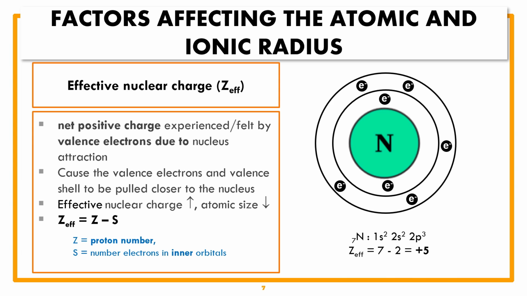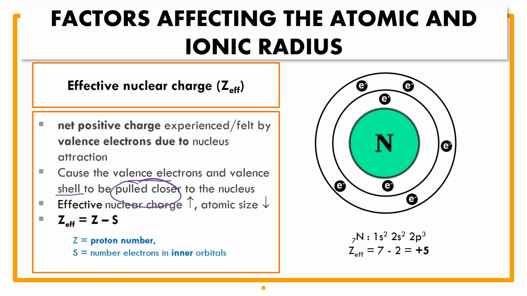The first factor is effective nuclear charge, ZEV. ZEV is the net positive charge experienced by a valence electron due to nucleus attraction. Dalam bahasa yang mudah, kita boleh kata bahawa ZEV ini adalah some sort of attraction forces, daya tarikan yang dirasai oleh valence electron disebabkan oleh tarikan nukleus. ZEV can cause valence electrons and the valence shell to be pulled closer to the nucleus.